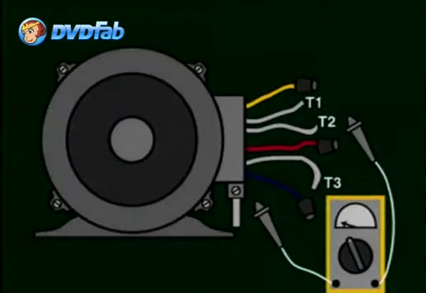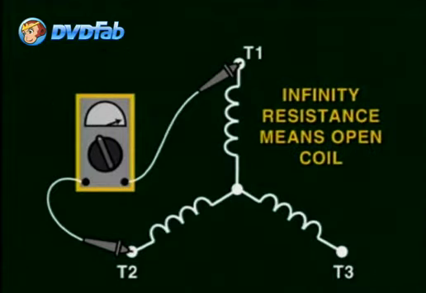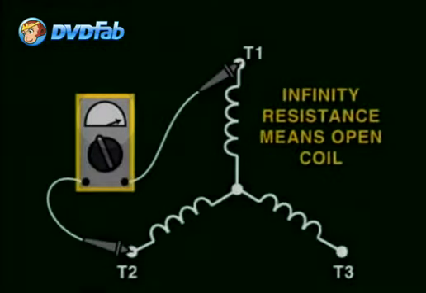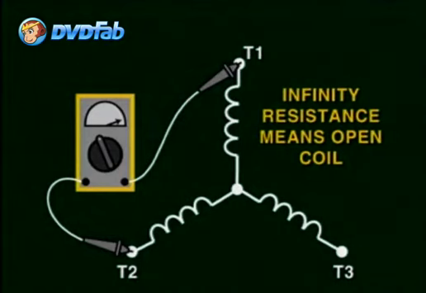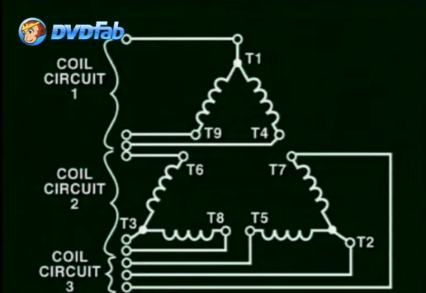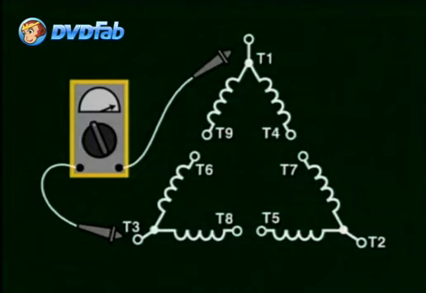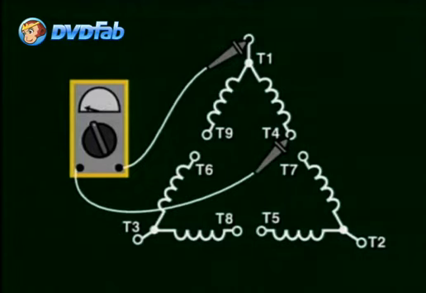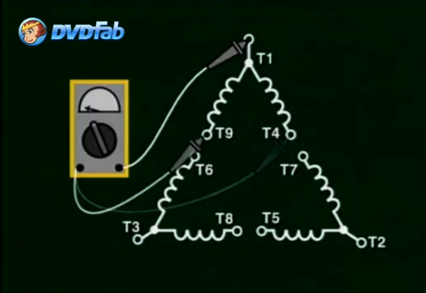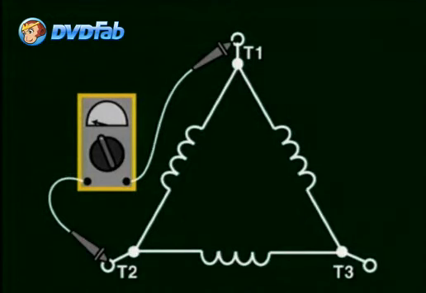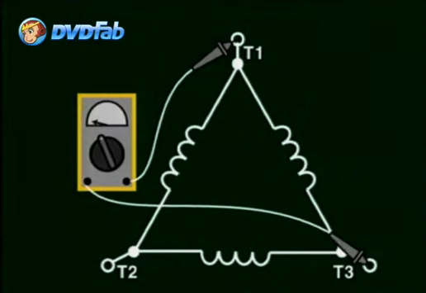With the meter set for ohms reading, we begin the test. If you read an infinity resistance measurement, the coil is open and needs to be removed and repaired. For a dual voltage delta motor, you have to test the three circuits that form the delta voltage. For instance, you would put the meter leads between T4 and T1 and see if there is continuity, and between T1 and T9 to check also for continuity. The same applies to other circuits. If it is a single voltage delta motor, you will simply measure from T1 to T2, T1 to T3, and T2 to T3 for continuity.